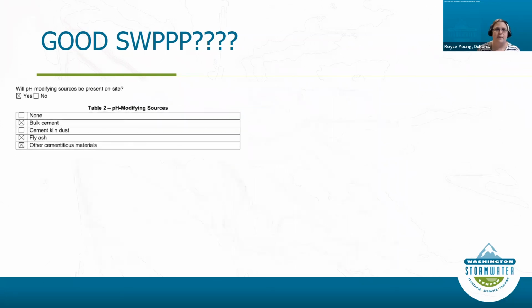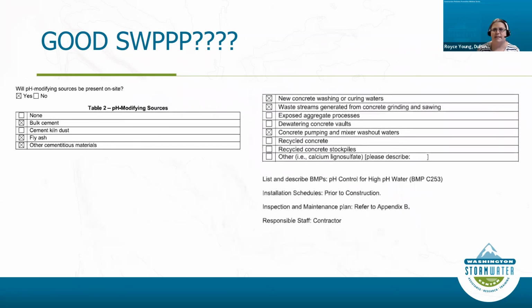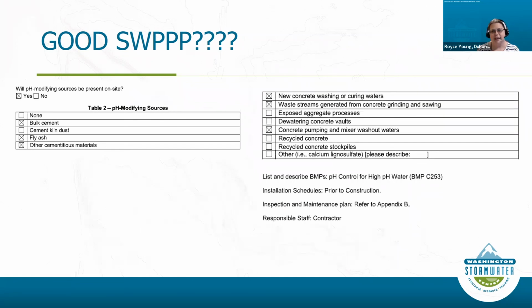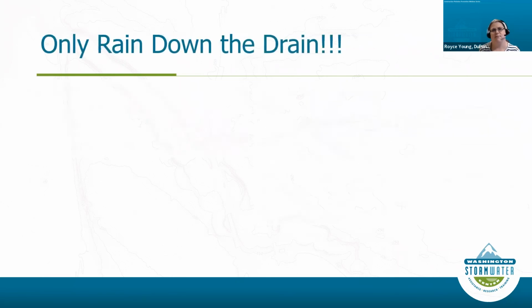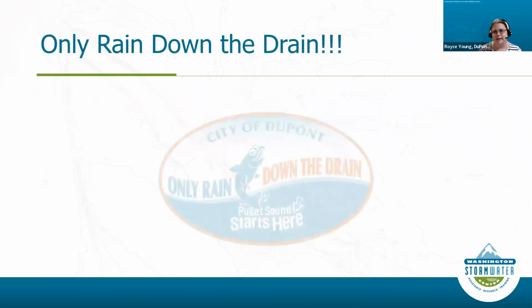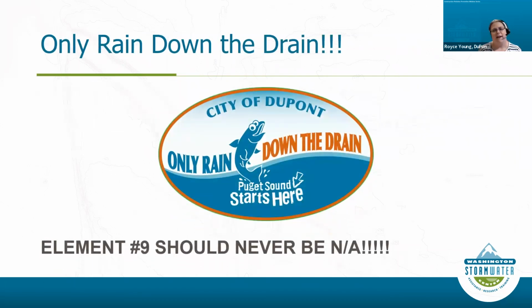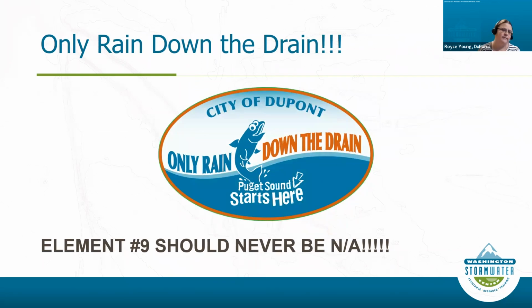All these pH modifying sites present on site, and the only thing they have is pH control for high pH water. Where's your concrete washout BMP? What about concrete handling? Again, only the contractor as the responsible staff. So to conclude, remember, only rain down the drain, and number 9 should never be NA.